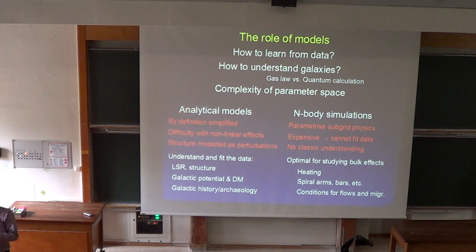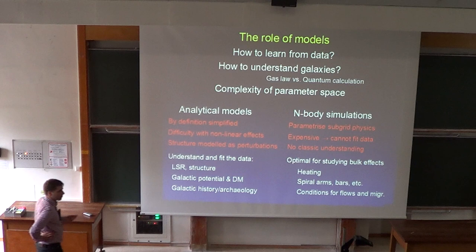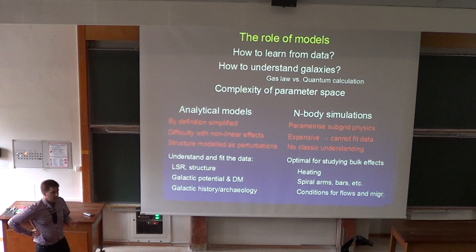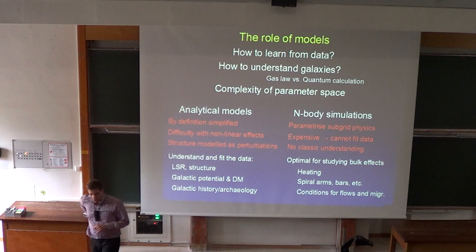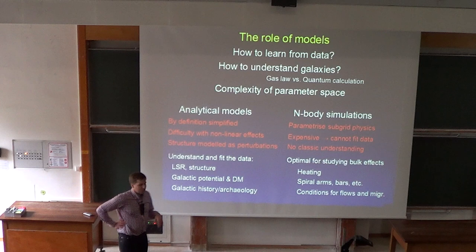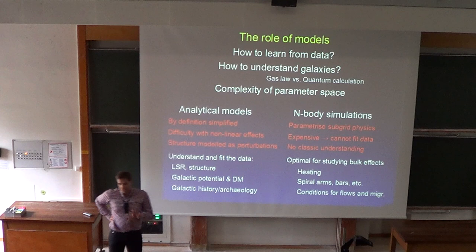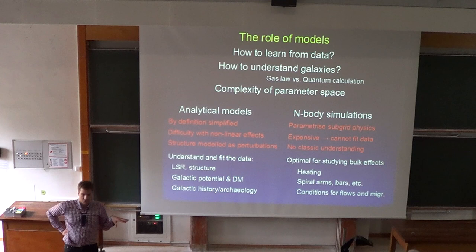We have those billions of stars. We have a completely unknown system, namely our Milky Way, in front of us, and we want to make sense of it. There are very many different parameters, so we need something that fits those data in a straightforward way. Of course, now we can say analytical models are by definition simplified. We have to fight a bit to get the nonlinear effects in, but you can model structure by perturbations. But the big problem is that N-body simulations also do some parameterization. It's hidden from your view in the subgrid physics they put in.